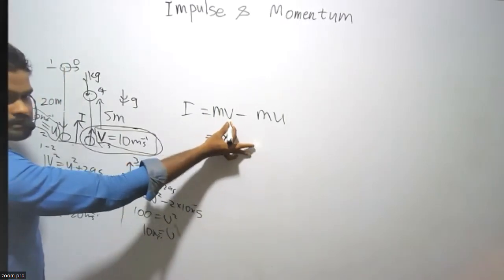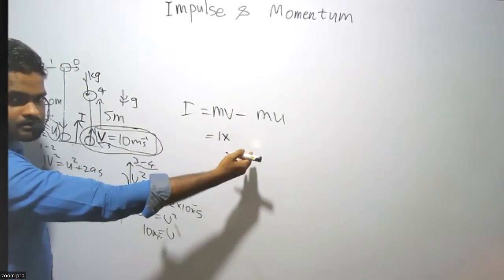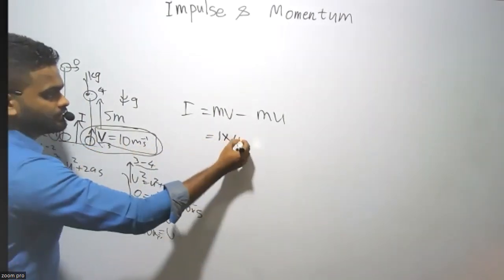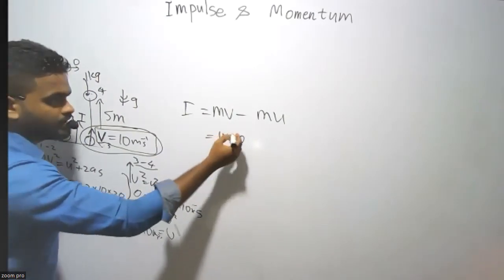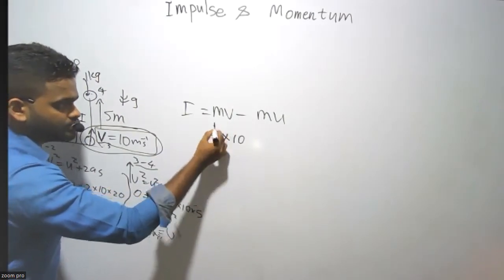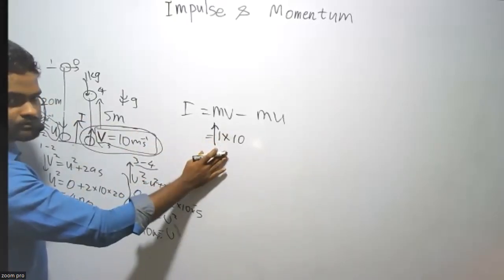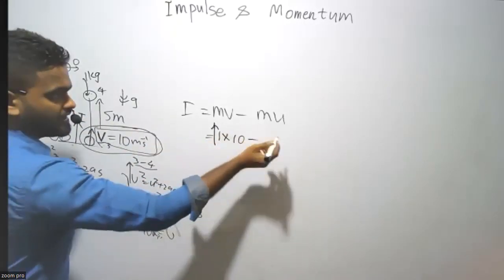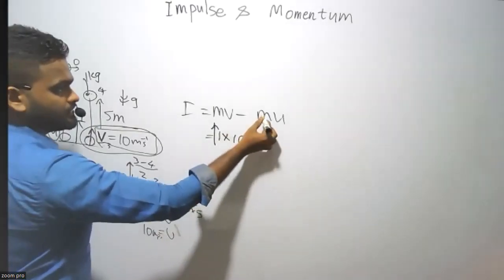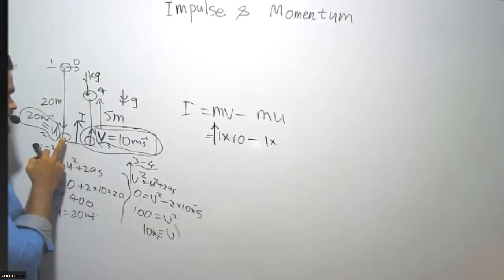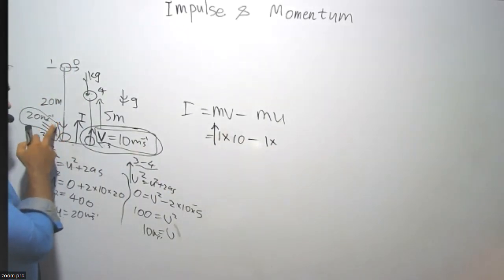Velocities, this is the final velocity after collision with the ground. So that is 10. But these are vectors, right? So you have to mention final momentum is upwards. So you have to mention the arrow. Minus, here the mass is 1 kilogram. Initial momentum, meaning just before it hits the ground. Velocity is downwards, 20.